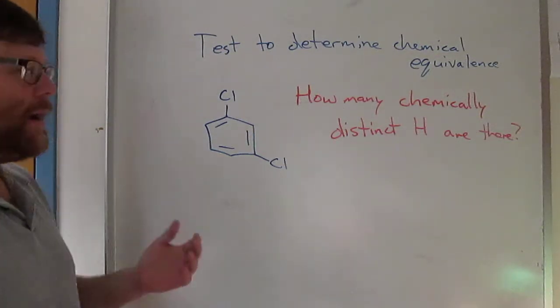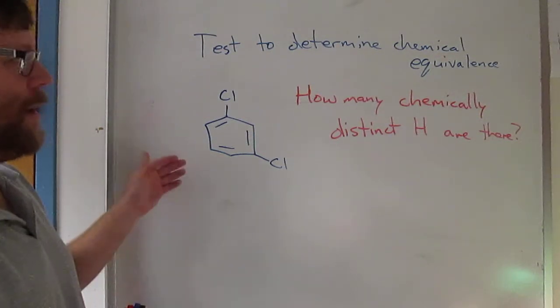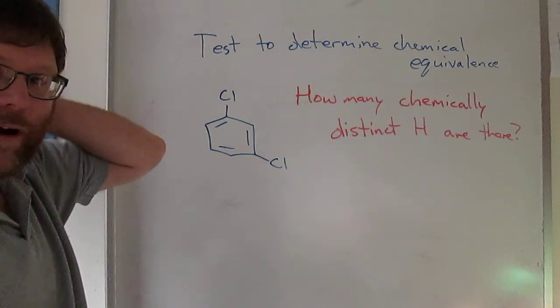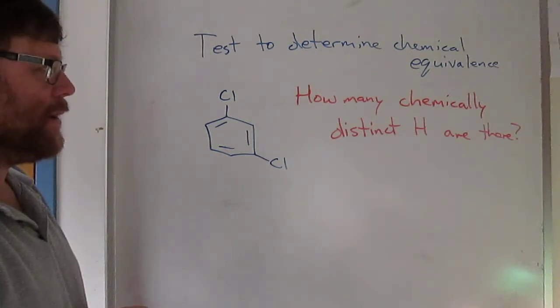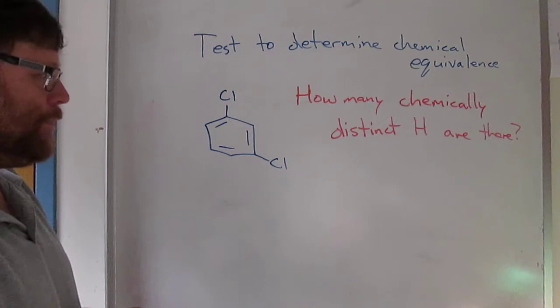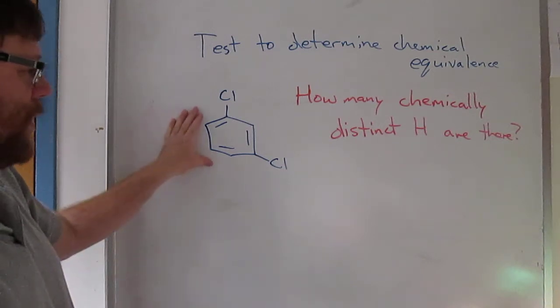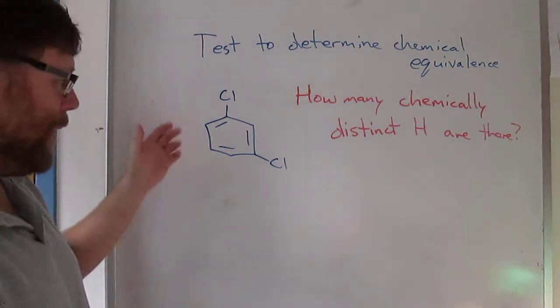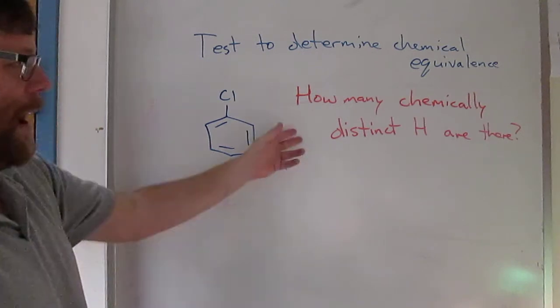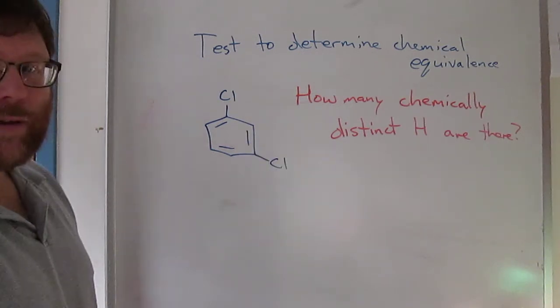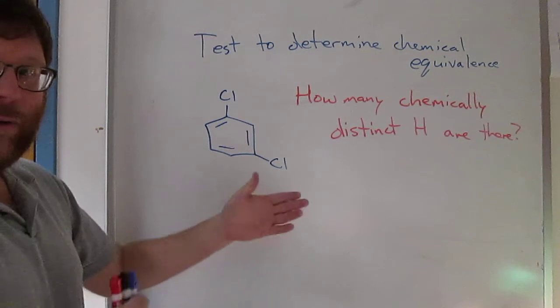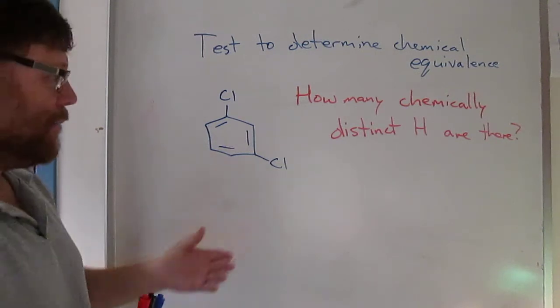Alright, this will be a quick tutorial on how to determine chemical equivalence, which is going to be very important in nuclear magnetic resonance or NMR spectroscopy. So the question is, with 1,3-dichlorobenzene or meta-dichlorobenzene, how many chemically distinct protons are there in this molecule? And again, that will tell you how many signals you should expect to see in the proton NMR, right?